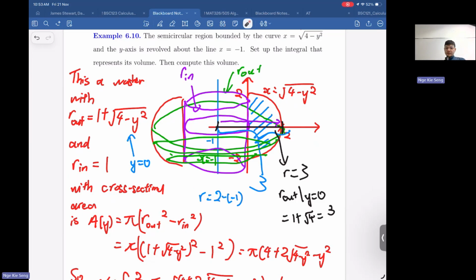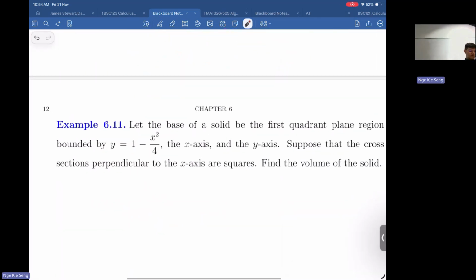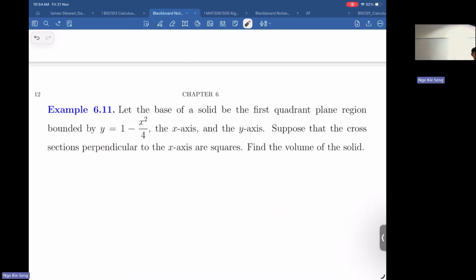Okay, so far so good. How about let's do one or two more before we take a break. All right, 6.11. Let the base of a solid be the first quadrant plane region bound by y equals to 1 minus x squared over 4, the x-axis and the y-axis. Suppose that the cross-sections perpendicular to the x-axis are squares, find the volume of the solid.